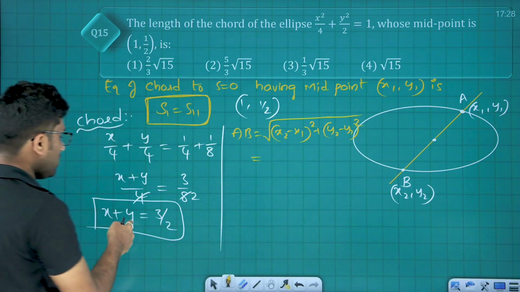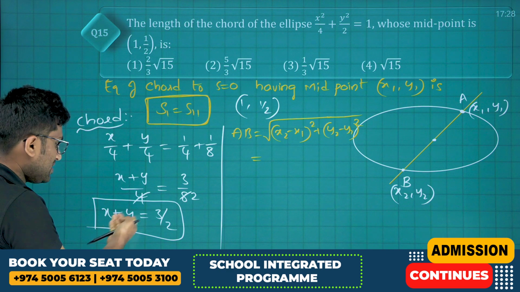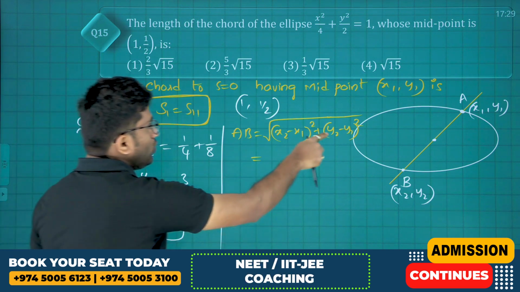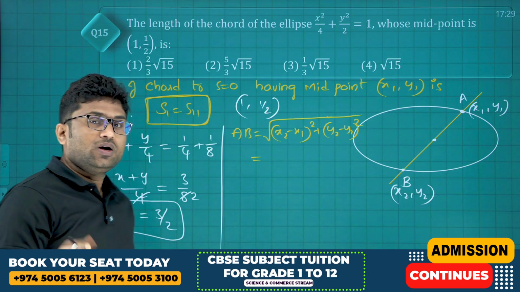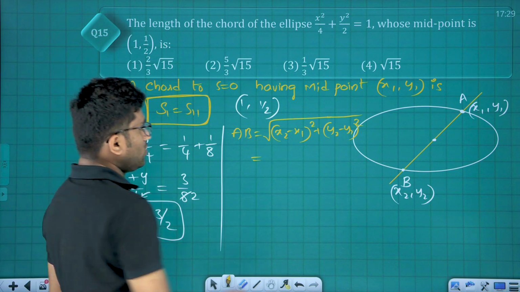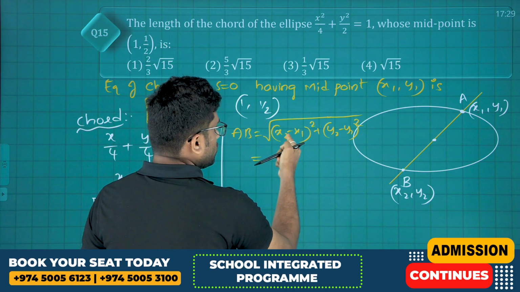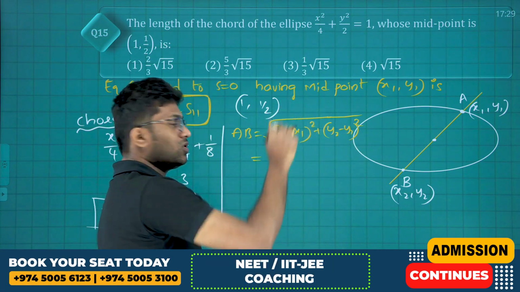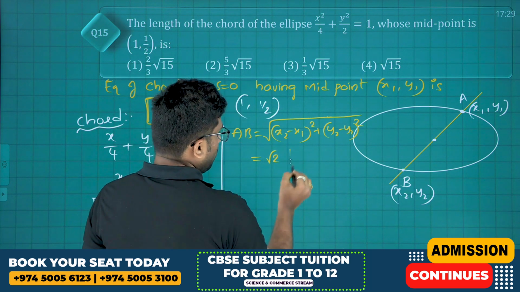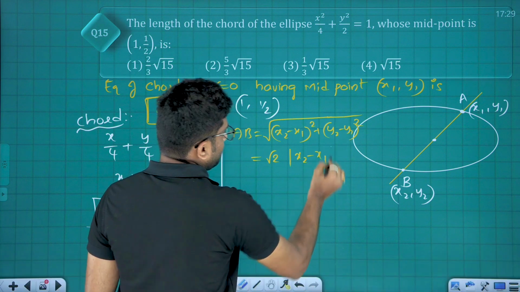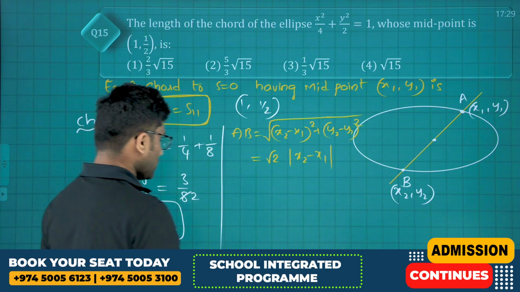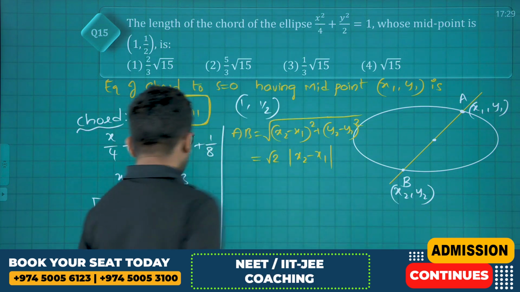But see here, y2 minus y1 will be the same because y is 3 by 2 minus x. So y2 will be 3 by 2 minus x2, y1 will be 3 by 2 minus x1. y2 minus y1 equals x2 minus x1 only. So we can write this as root of (x2 minus x1) square plus (x2 minus x1) square, that is root 2 times mod of x2 minus x1. Now we have to find what x2 minus x1 is.